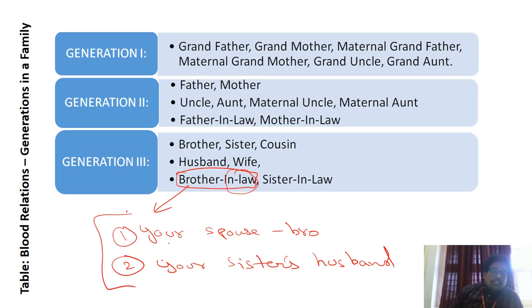But if you go to your mother tongue, for your spouse's brother you'll use one term, and for your sister's husband you'll use some different term. So that's the reason I have clearly mentioned this. Don't try to convert into the mother tongue, because you'll end up with confusion.